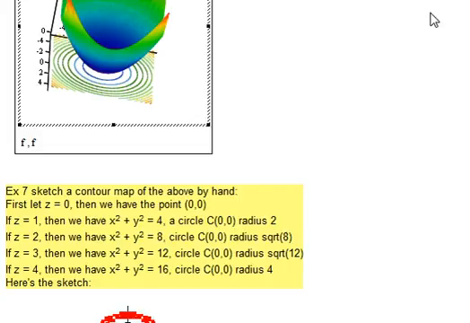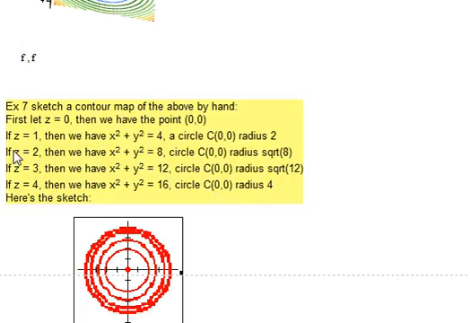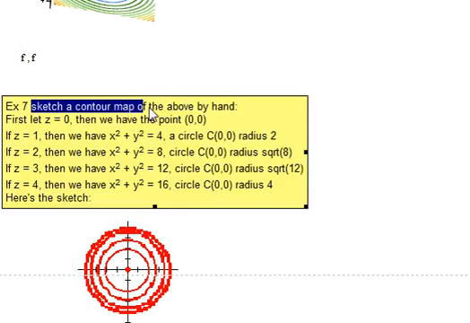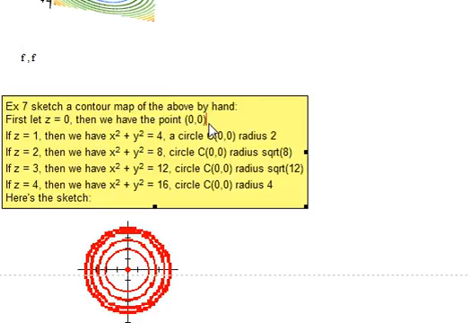So a very good question will be, how are we supposed to do these by hand? And I thought, well, I didn't do them hand drawing, but I did go out and use Microsoft Paint to draw the level curves to this by hand. So first we sketch a contour of the map, and if we let z equal 0, then we have the point 0, 0, so that's here.